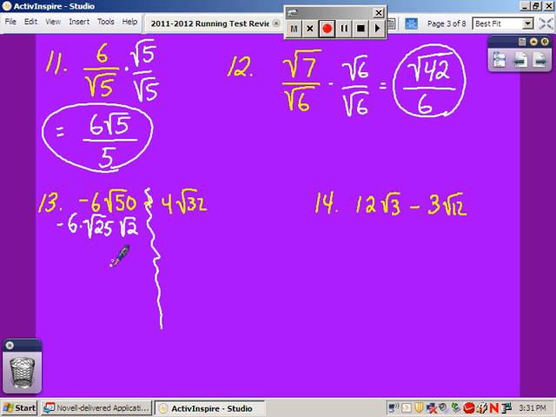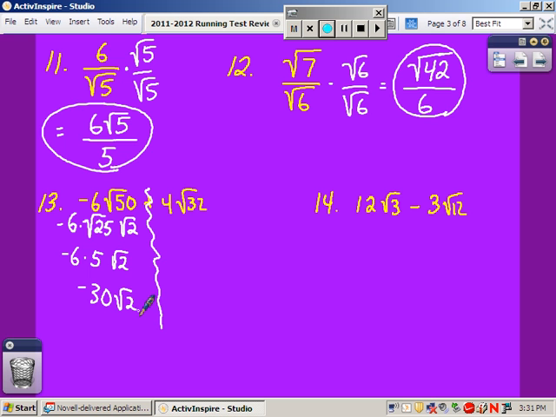So what you have is negative 6 times the square root of 25 times the square root of 2. The square root of 25 is 5. So what you really have is negative 6 times 5 and the square root of 2. That's negative 30 square root of 2.